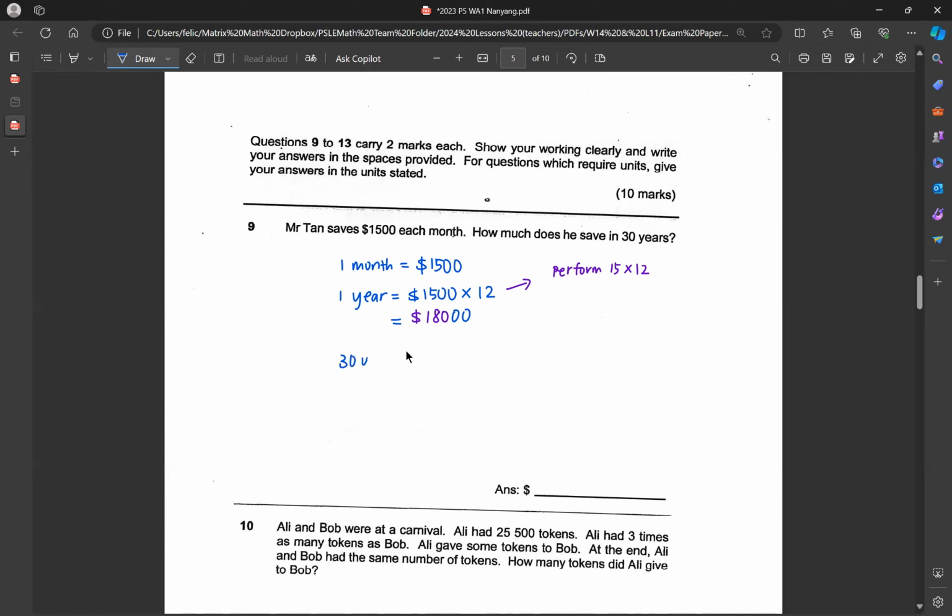Now we can go on to find out how much he saved for 30 years. Of course, that will be 18,000 times 30. Likewise, when you do this multiplication, ignore all the zeros first. So 1, 2, 3, 4 zeros to ignore. You perform 18 times 3. 18 times 3 is 54. How many zeros to put back? Just now we counted 4, right? 1, 2, 3, 4 zeros to put back. Simply add back the 4 zeros, and that would be your answer. So it will be $540,000.